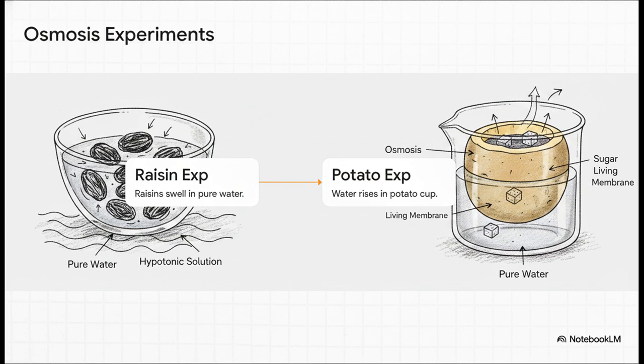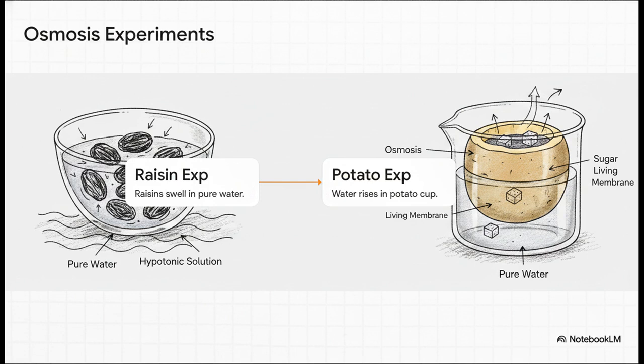And if you want some tangible, real-world proof of this, our source material outlines two classic super visual experiments. First, if you take some shriveled-up raisins and drop them into pure water, which is a hypotonic solution, you'll actually watch them swell up as water rushes into the cells via osmosis. Second is the potato oscilloscope.